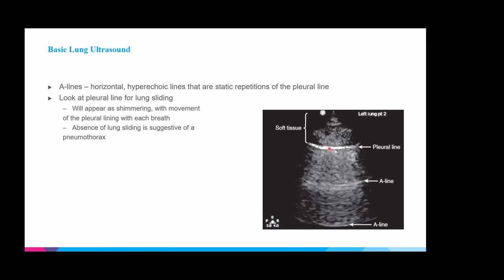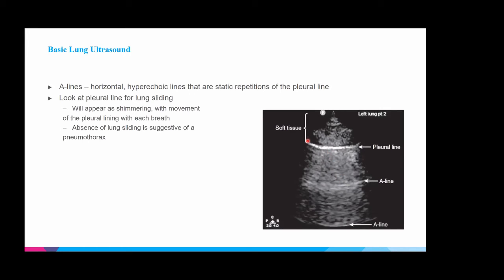And you can have 2, 3, 4, it depends on the depth of your image. And these are basically just static repetitions of the pleural line, because below the pleura is air, and ultrasound does not penetrate air very well.